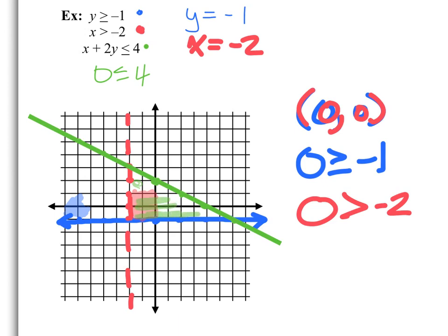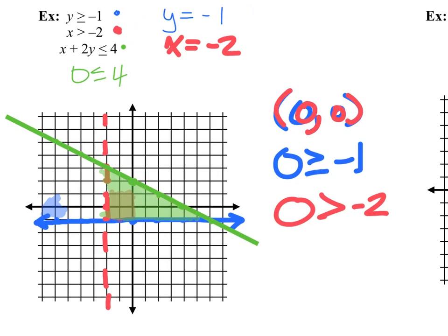And because I can't go below the blue, you can see the blue stopping me from going below. I can't go to the left of the red, and I can't go above the green. So that's my overlap. And it came out kind of nice that it looks like a triangle, but that won't always happen. So just be careful. It's not like it always comes out to a shape.